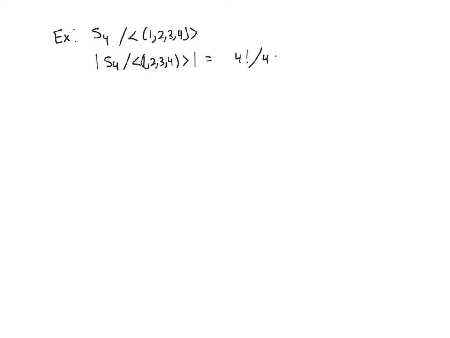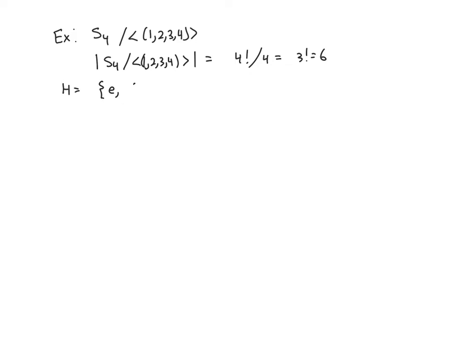One more horrible example. Boy, this one's going to drive me crazy. We'll do S4 modulo the cyclic group generated by a 4 cycle. How big is S4? Why, it's 4 factorial. How big is this cyclic group? It has order 4, so I get 3 factorial, which is 6. There are 6 cosets. So yes, this is going to take a while.